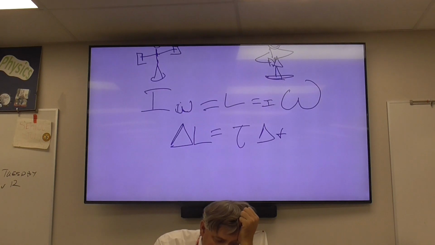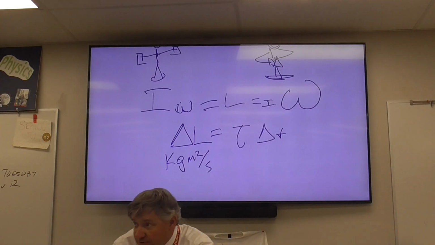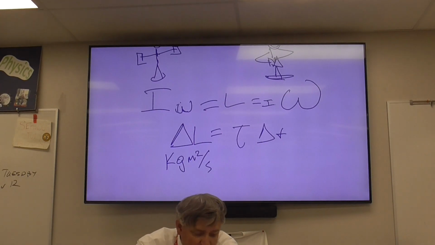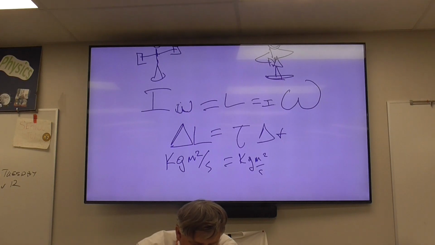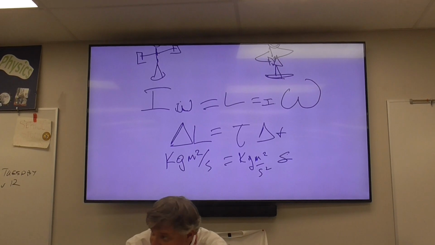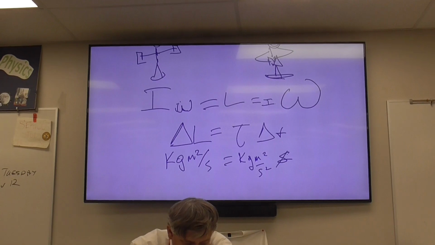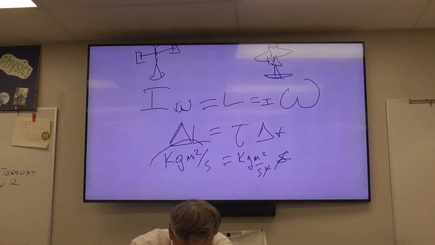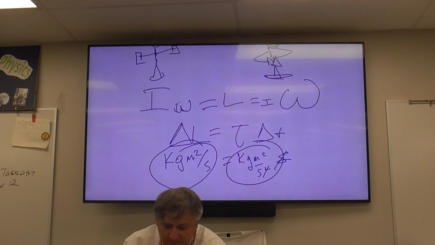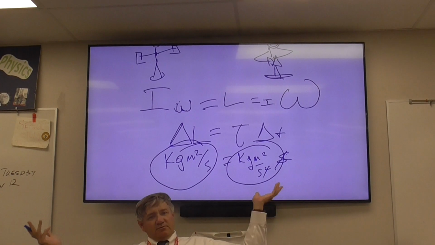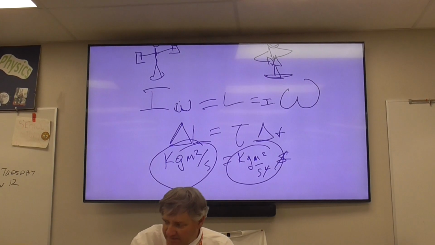So angular momentum, we said, was kilograms meters squared per second. True? Good with that. So torque is going to be in Newton meters, which are kilograms meters squared over second squared. And then we've got time, which is going to be in seconds. So that's going to cancel out. I get the same units of kilogram meters squared per second. Miracle of miracles. Life is good. Okay, so stop, you on the camera.